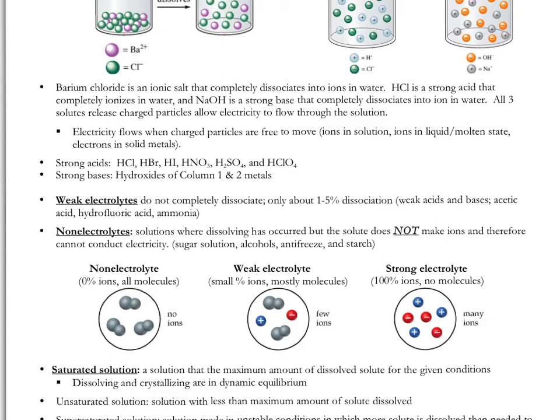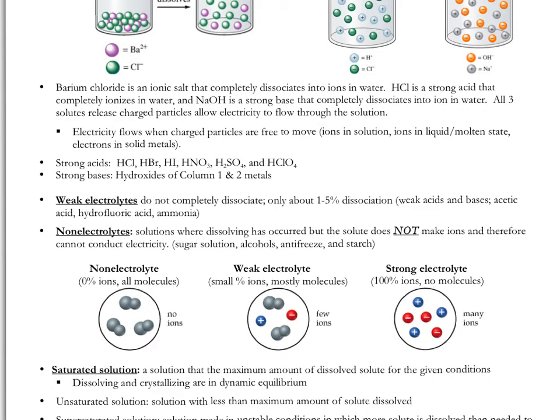Non-electrolytes are things that do dissolve, like ethanol, like sugar, but don't have ions. So we've got sugars, alcohols, antifreeze, starch, lots of things there. We're talking about polar things. They dissolve, but look at this. There's no positive, there's no negative. We only have partial positives and partial negatives, no ions, no charges, so there's no conducting of electricity.